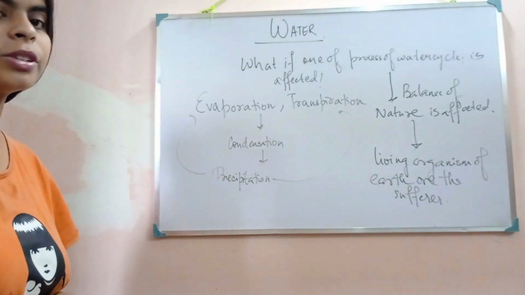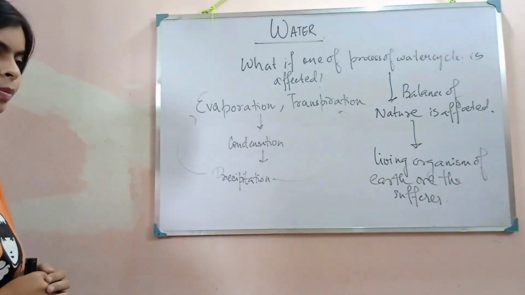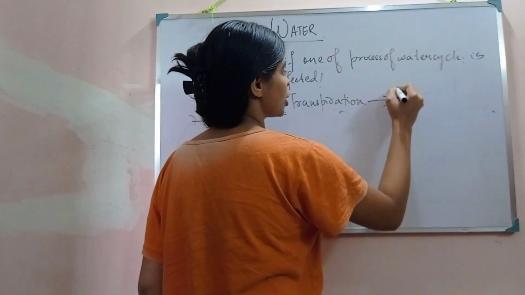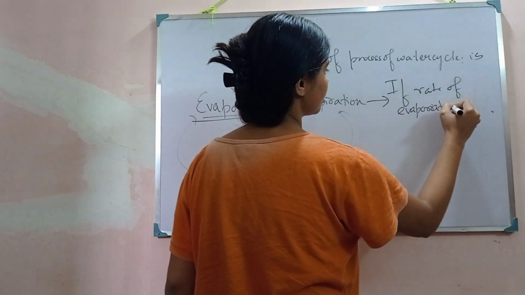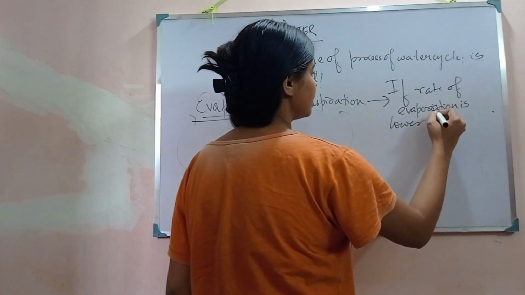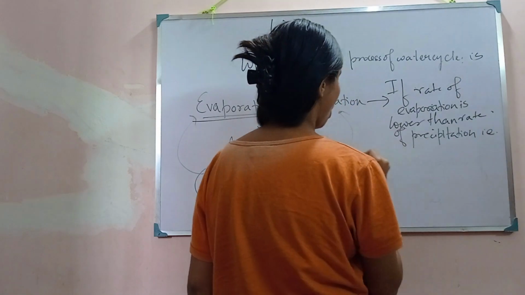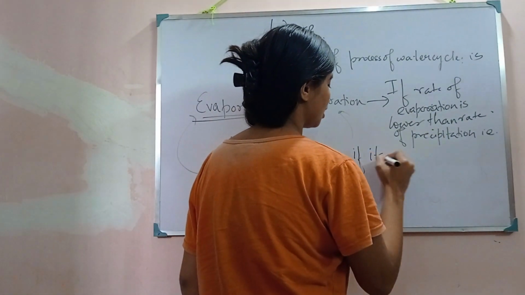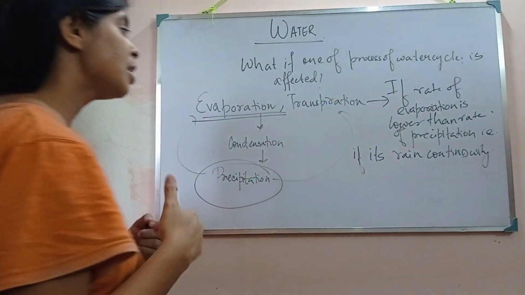So let's see what happens if one of the processes is affected, or the rate of that process is not as it used to be. Let's discuss. Suppose only precipitation is happening but evaporation is not. If the rate of evaporation is lower than the rate of precipitation, it is continuously raining. If it rains continuously, then what will happen?